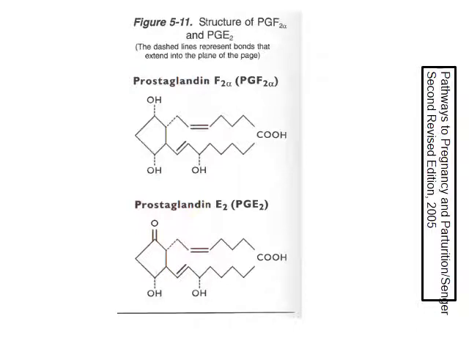So prostaglandin F2 alpha, prostaglandin E2. Different small differences lead to big differences in functions. So again, the receptor needs to be able to pick up those subtle differences. It looks like the difference here is the ketone group versus the hydroxyl group. So staying up on that, having that figured out is helpful.